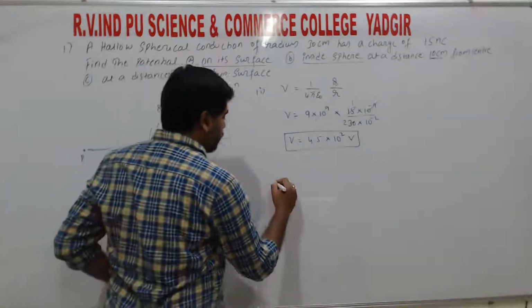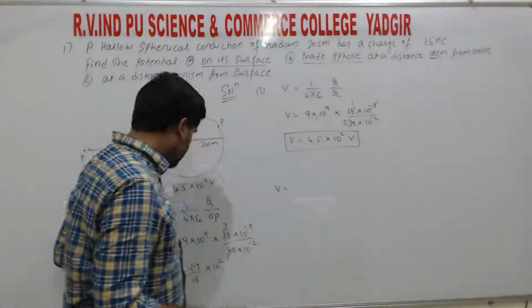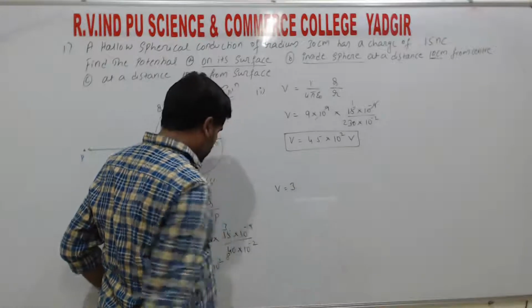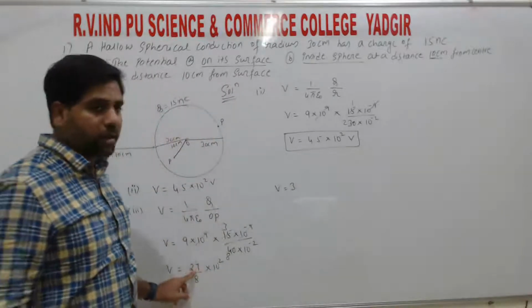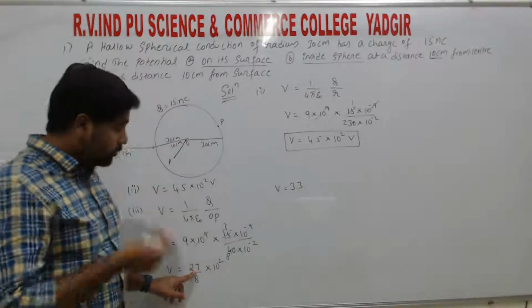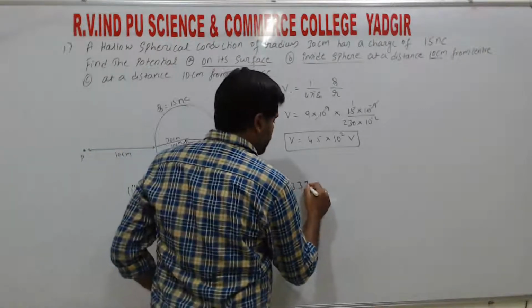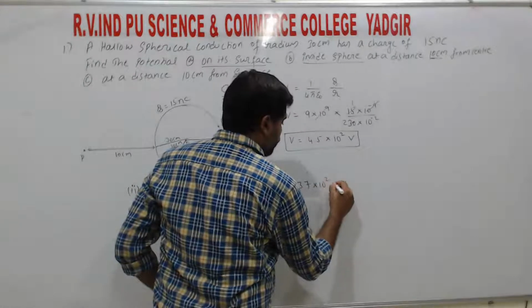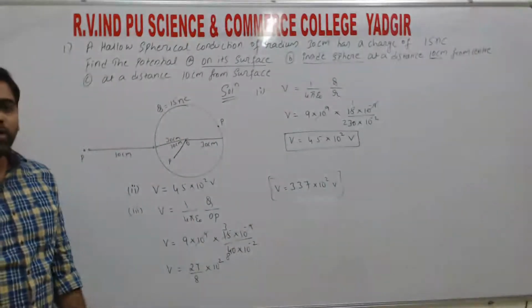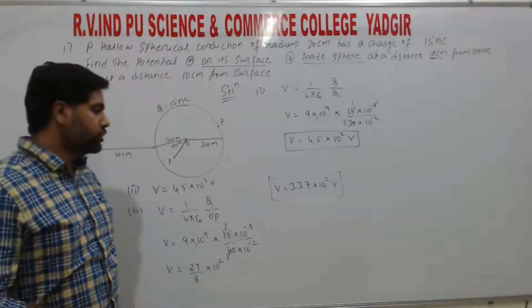So the final value for the third case: 8 3s are 24, so 30, again 8 3s are 24, so 6. So V is equal to 3.37 into 10 to the power of 2 volts.